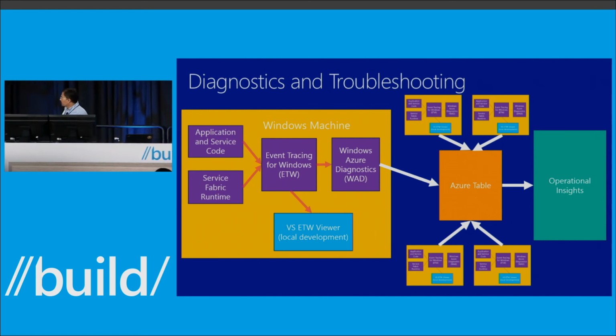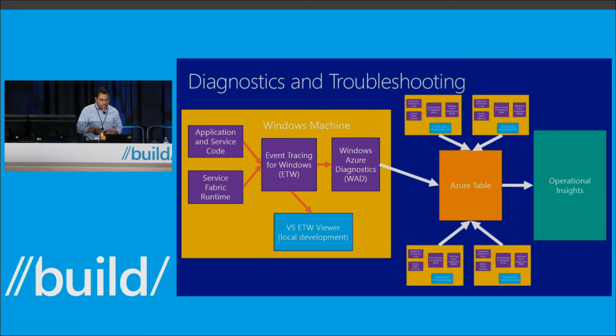So diagnostics and troubleshooting. This is a high-level workflow of how this works. In a distributed platform which has hundreds of machines, you can't expect all the events to flow one at a time. So we allow you to use Windows Azure Diagnostics, which in turn pumps it into an Azure table and then Ops Insights. That's exactly what you just saw. Examples of system events, of course, include actor creation, save and load calls, and so forth.